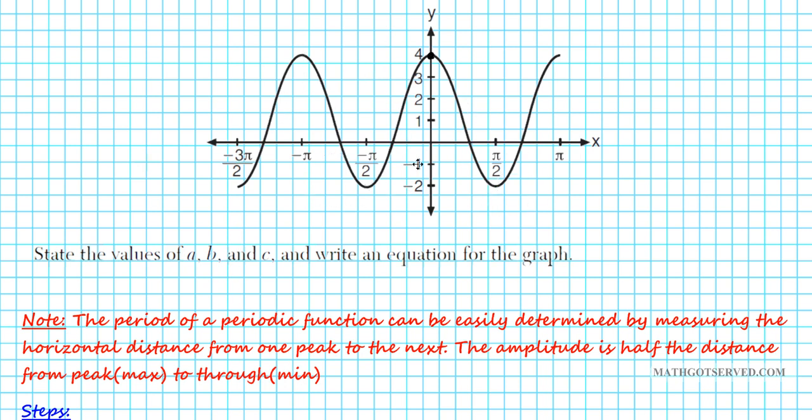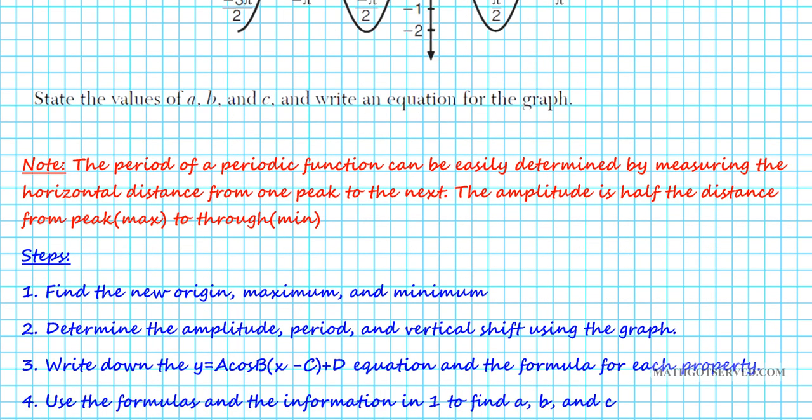Okay, now with that in mind, let's go over the steps we're going to use for this problem. First of all, we're going to find the max and the min. We're then going to determine the amplitude, period, and vertical shift using the graph.